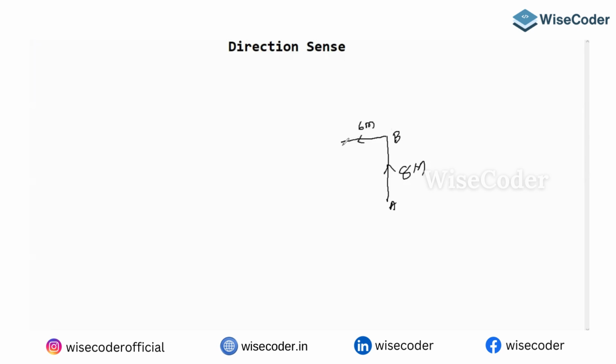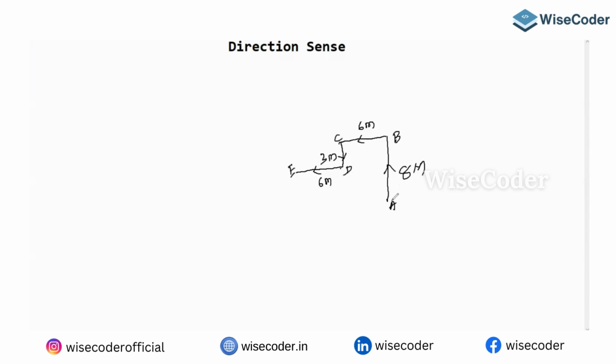Then 3 meters towards south. So from this position, 3 meters. From here, finally he is traveling 6 meters towards west. West means this direction. So this is 6 meters. So let's say this is C, D and E.